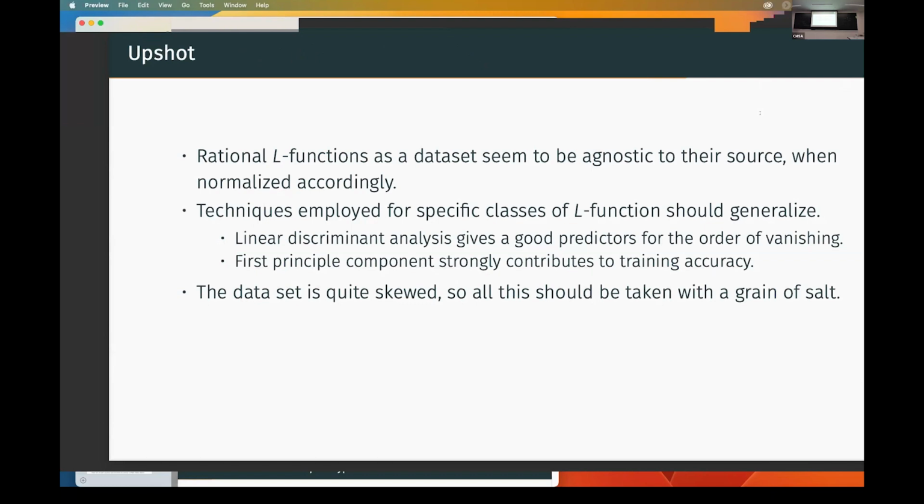There are many things to explore, but so far, in my own words: if you normalize the data set in the right way, it doesn't matter which right way, then we get the same kind of behavior across the whole data set. In particular, there were subsets of our group who tried linear discriminant analysis to detect order of vanishing, and they observed that in some data set. So it means we should now try exactly the same approach on the whole data set and see if it also works.